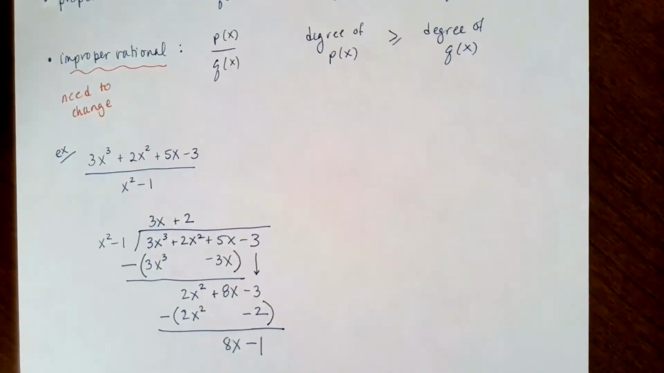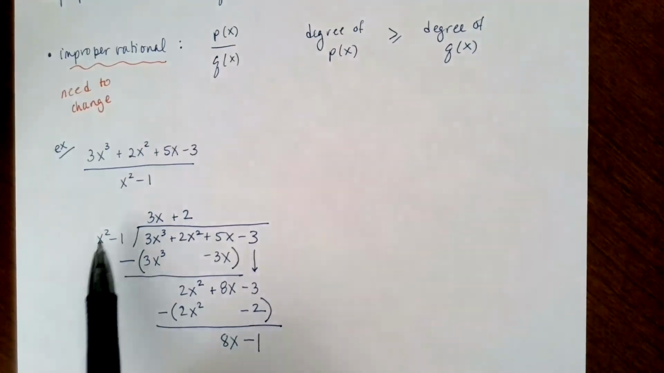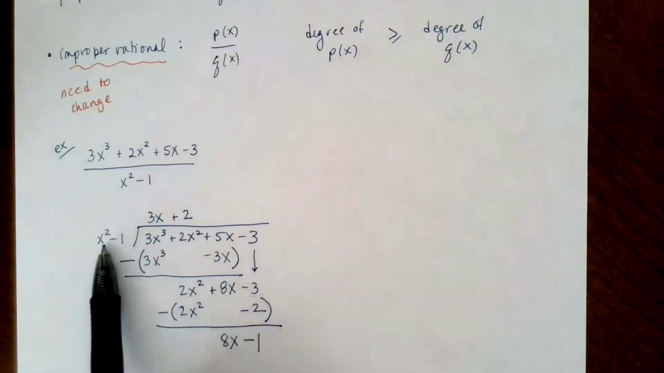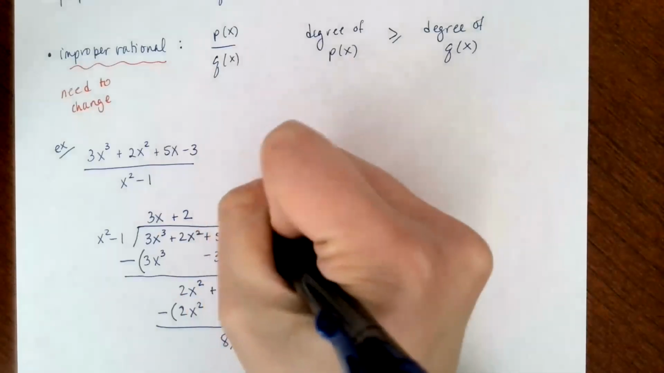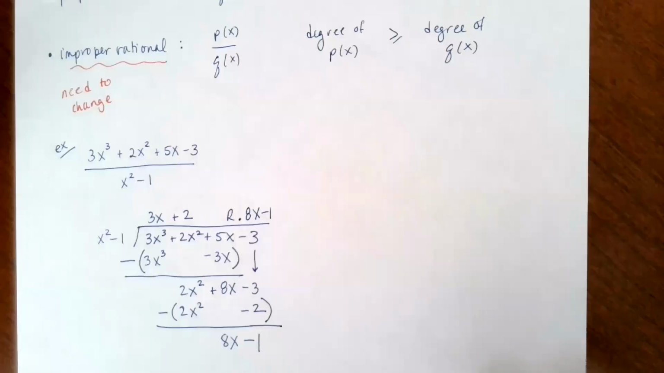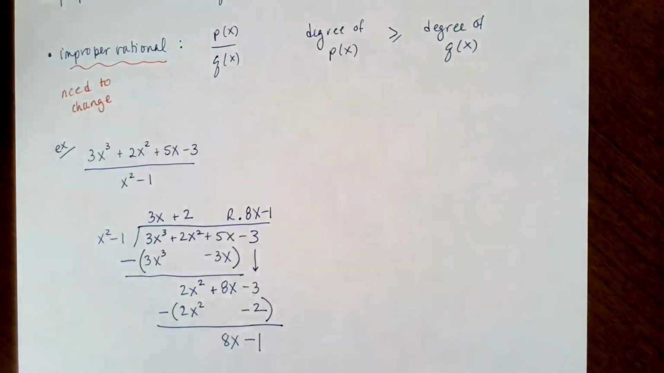So I'm actually done with the long division at this point. I can tell that I'm done because the degree here, 1, is less than the degree here. So there's nothing I can multiply this by to match this. So this is my remainder. Remainder 8x minus 1.